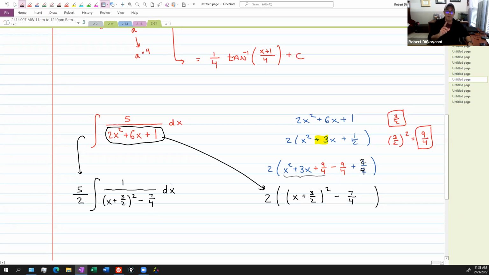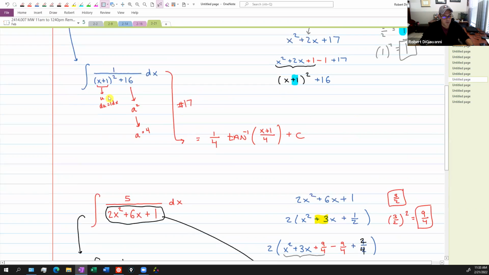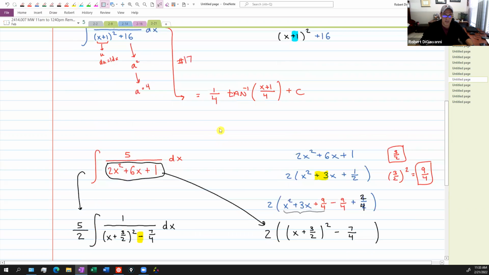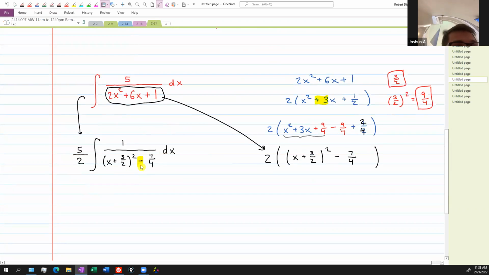And we have our first slight issue here. Do y'all see that this is a minus and not a plus? Right? This is supposed to look like arctan, like this one was, something squared plus 16. And we said, oh, that's just formula 17. We're in business. But if it's a minus, that's not the case.